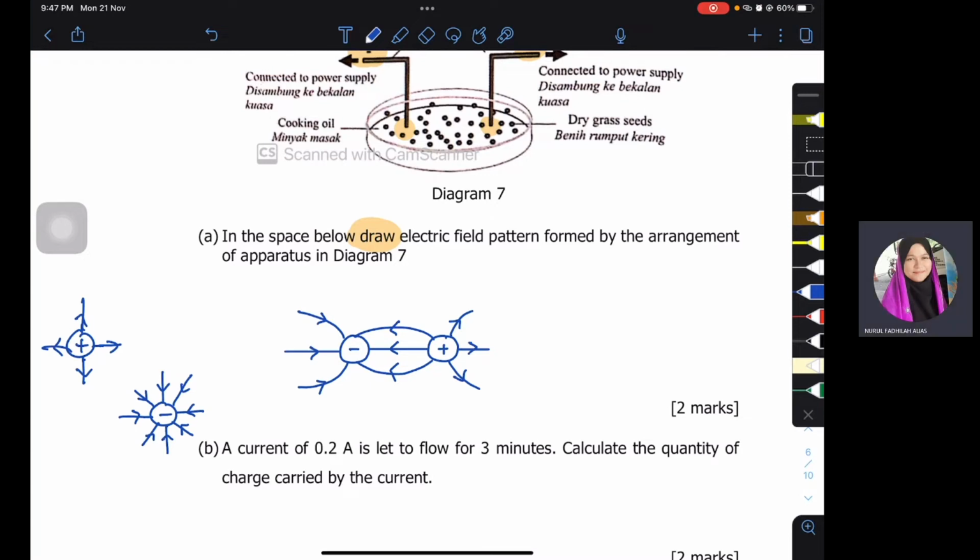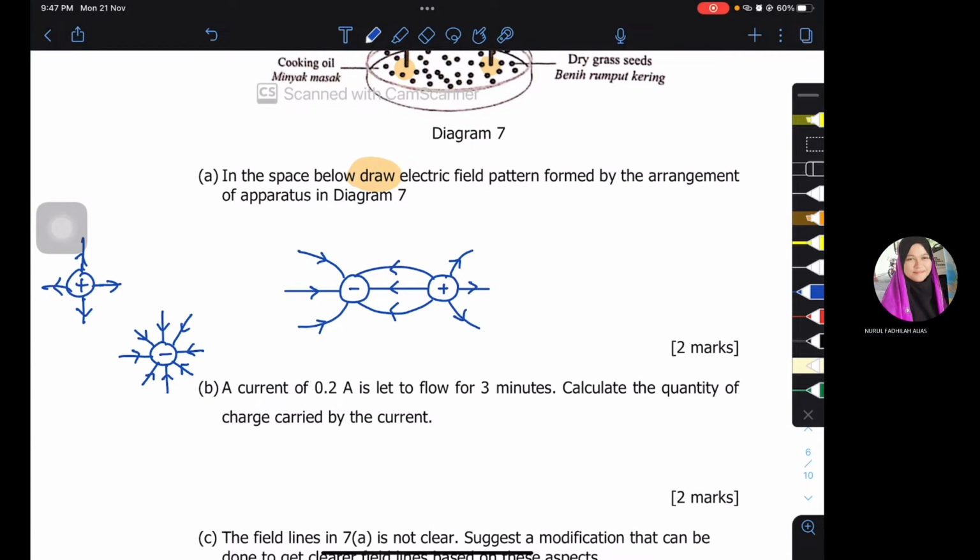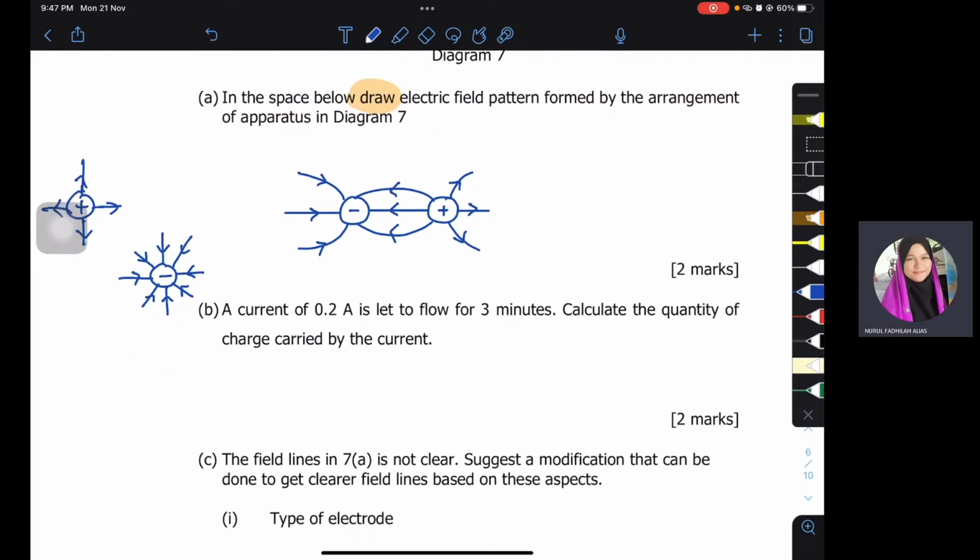Okay, so this is, be a current of 0.2 ampere is let to flow for 3 minutes. Again, you have formula current, you have the info current, info 3 minutes that time. So tukarlah. Kalau 3 minutes terus buat macam ni. Unit in second kita nak. Calculate the quantity of charge carried by the unit and the current.